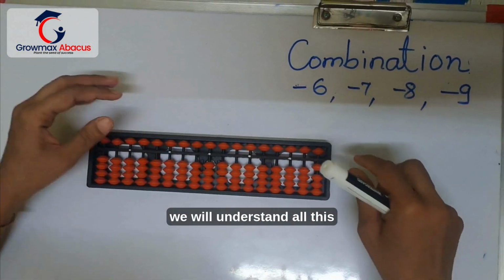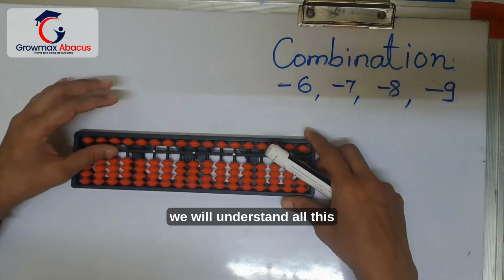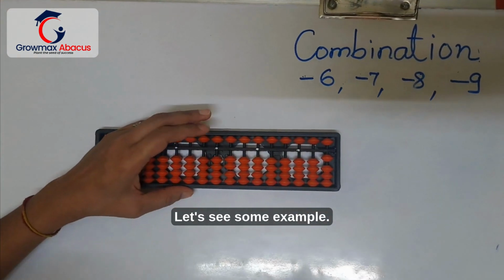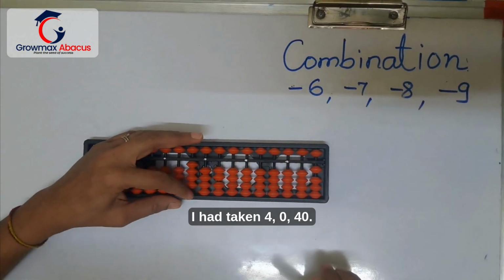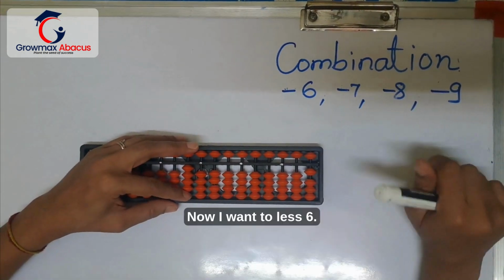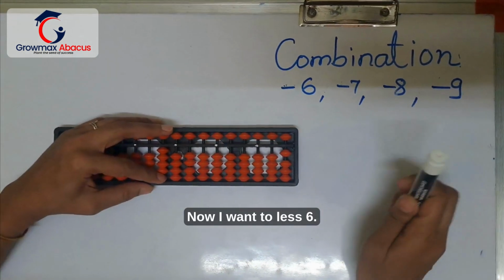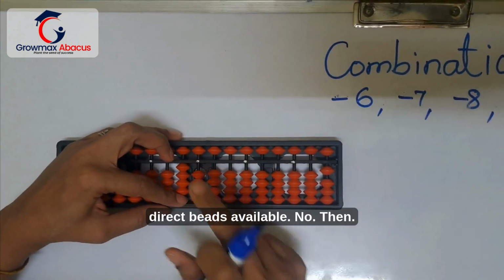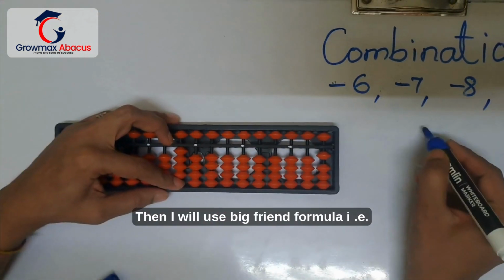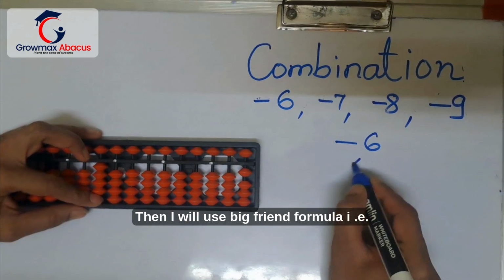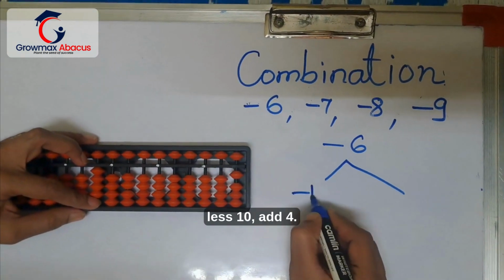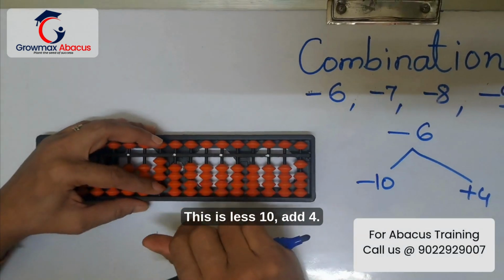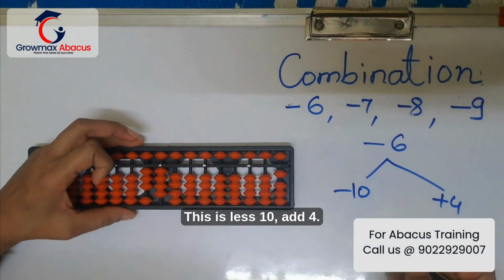Now see, we will understand all this by some example. Let's see some example. I had taken 4040. Now I want to less 6. First we will see whether there are direct bits available. No. Then I will use big friend formula, that is for less 6, that is less 10, add 4.